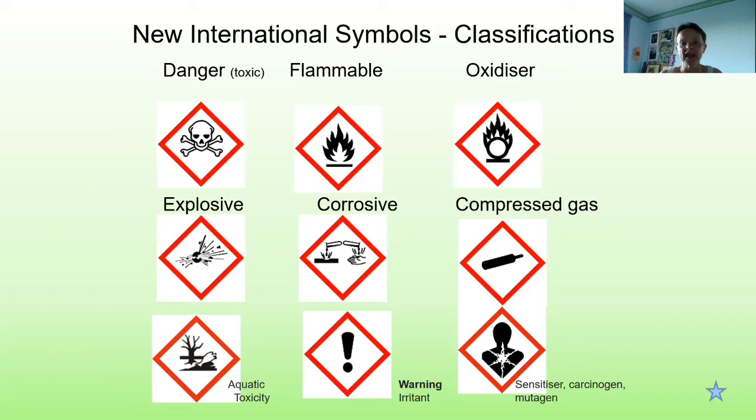You've got compressed gases, harmful to the environment. We've got the new symbol, which is an exclamation mark. And again, this is an indication of danger and can be used for a variety of substances. So it's giving a warning, and that's used for things like irritants.